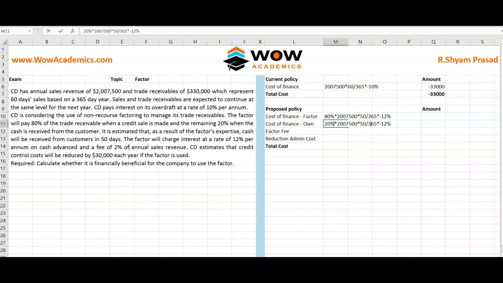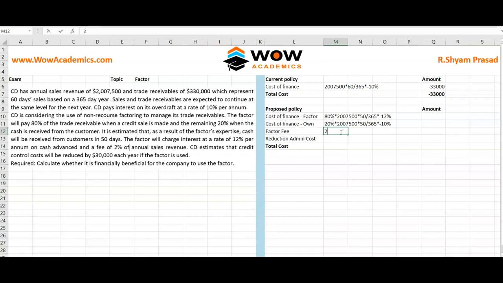Even though they turn out as bad debts, he will pay us in 50 days. But this has to be financed by us, and our finance cost is 10%. So that's about this element. So the next item is the factor fee. The factor will take a fee for managing all this, and it's going to be a fee of 2% of the annual sales revenue.